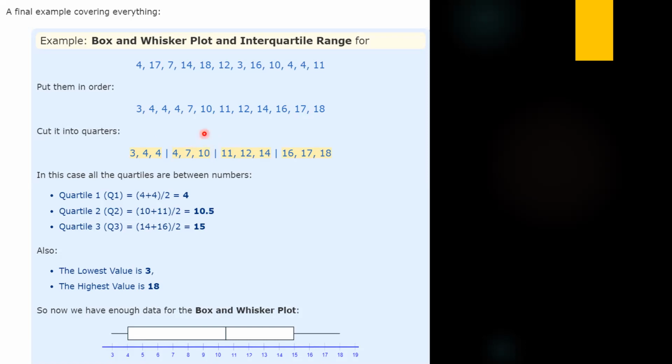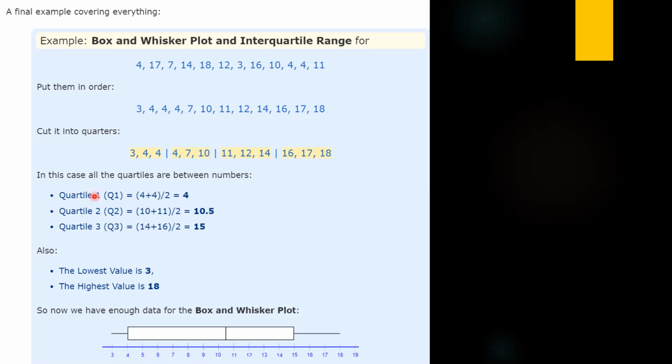Now look at the first half. Where will the median be? It will be between 4 and 4, which is 4. And look at the second half. It will be 15. After that, we found the lowest value, which is 3, and the highest value, which is 18. So if I want to draw it, look at number 3, we have the lower point. Look at number 18, we have the maximum point. We say that 3 is the minimum and 18 is the maximum. We plot them on this number line.